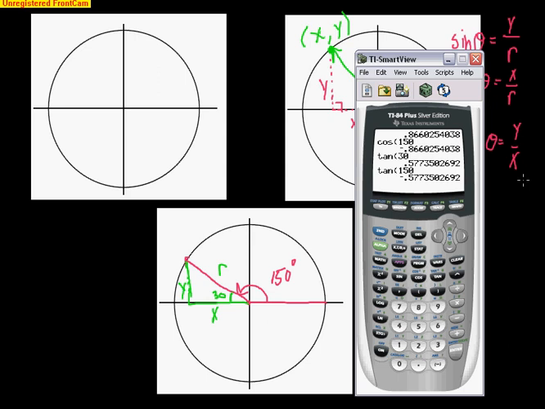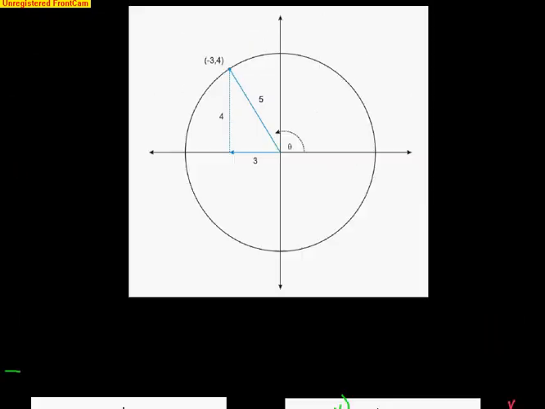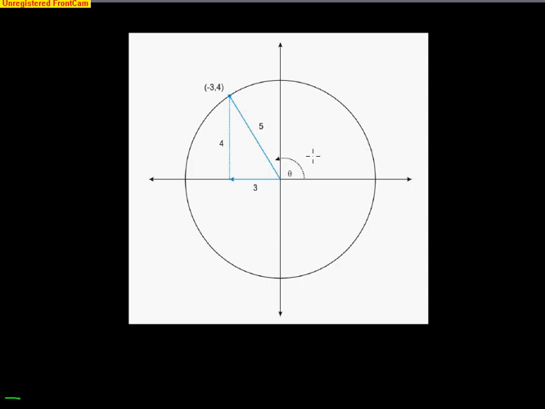I wanted to show you another example up here as well. Here's another example I'm showing of theta, an angle that ends in the second quadrant here.